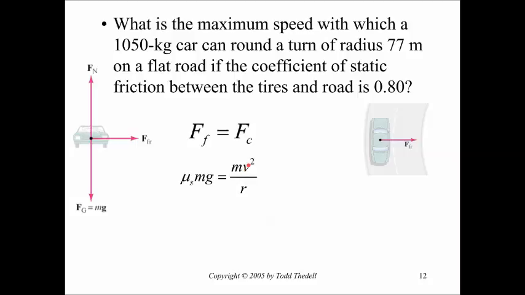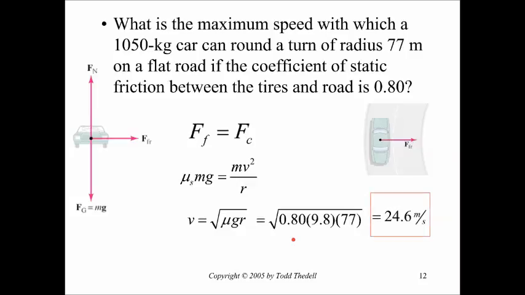We're solving for the velocity, the speed. So I'm going to multiply by r. That's going to move that over there. Cancel out the m's, and then that'll give me v squared. And then I'm going to square root that. So actually, it's the square root of mu g r. Once again, the mass is immaterial here. So go ahead and plug those numbers in. Do your calculation. The maximum speed is 24.6 meters per second. You could figure out what that is in miles per hour if you wanted to.